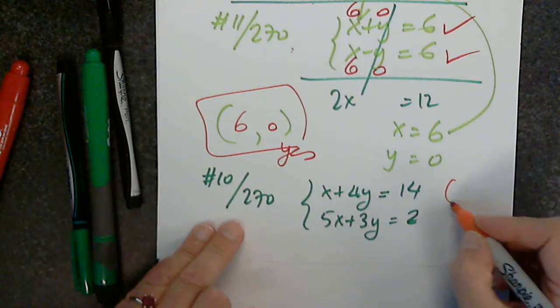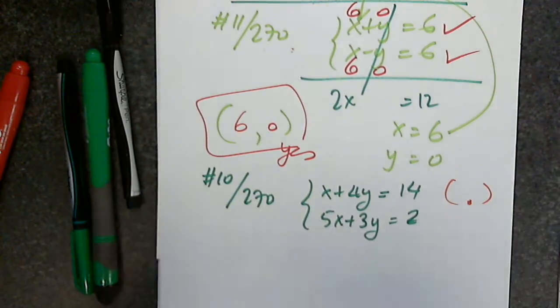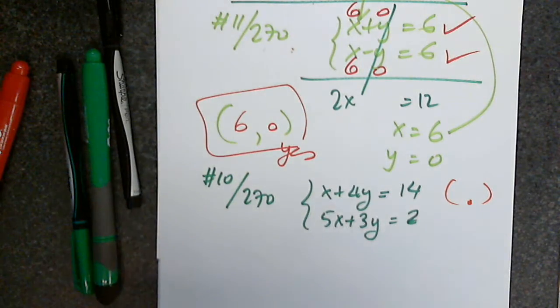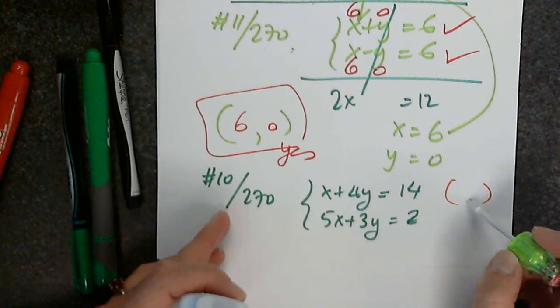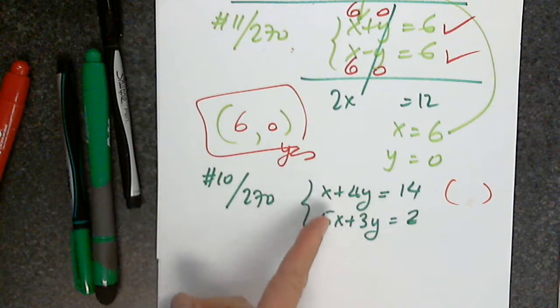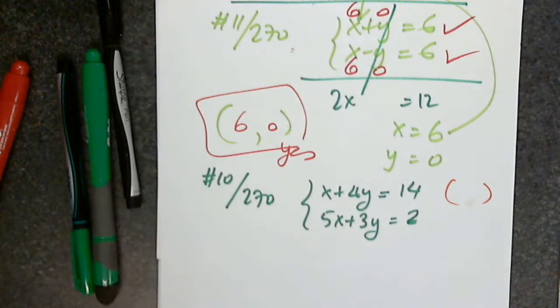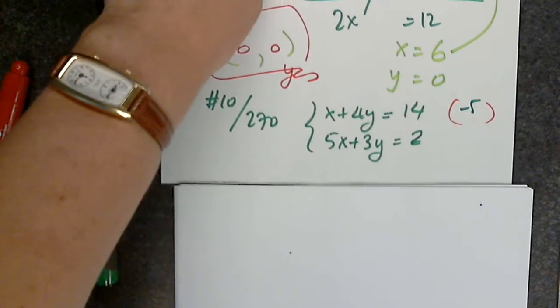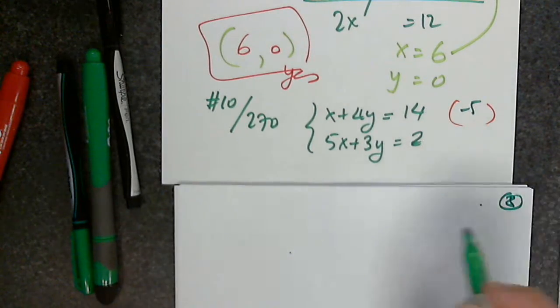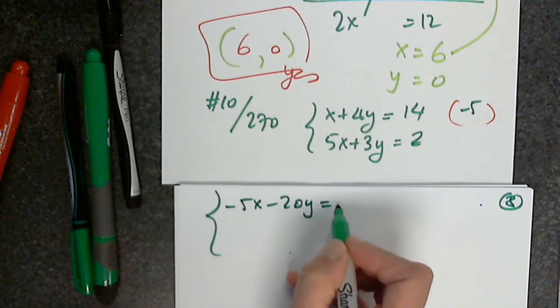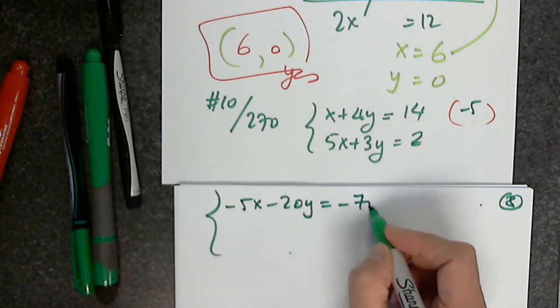Which of these two is easier to eliminate? X. But it means that I have to multiply both sides of the first equation by exactly negative 5. Only negative 5 will work. Exactly, because I need to get the opposite of 5x. And the opposite of 5x cannot be determined in any other way. So let's always keep the equations together. So negative 5x, negative 20y equals negative, is it 70?